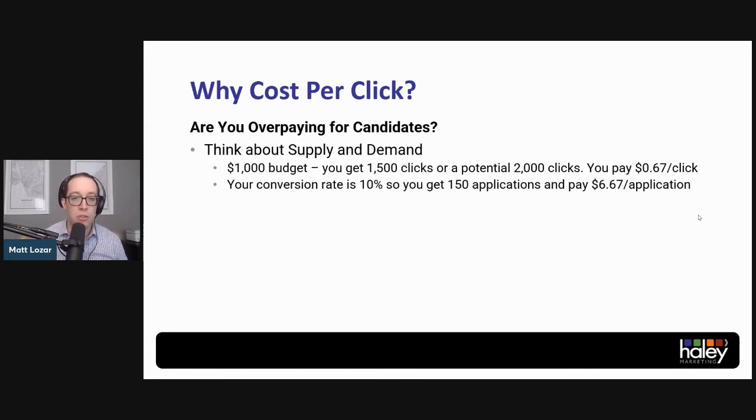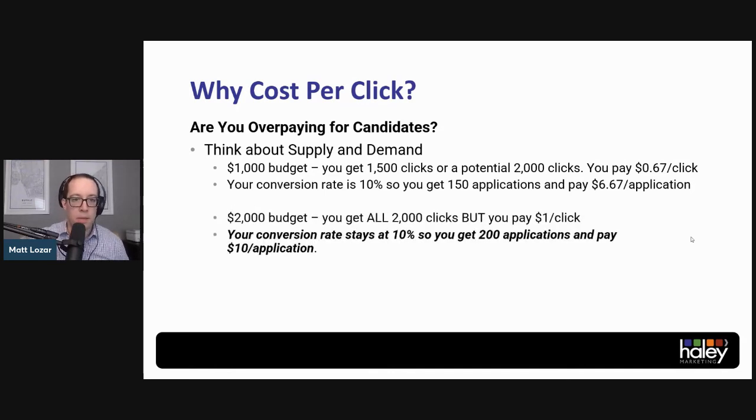Your conversion rate on those clicks is 10%. So the percentage of time someone clicks on a job and applies is 10% of the time. You get 150 applications. We do some math. That's $6.67 per application. You want to improve, get more applications because you have so many open job orders. You would love to fill them, bring them to your clients, make more revenue for your company.